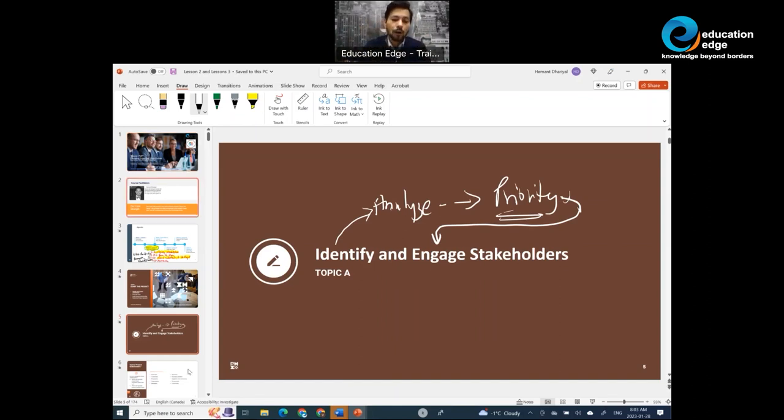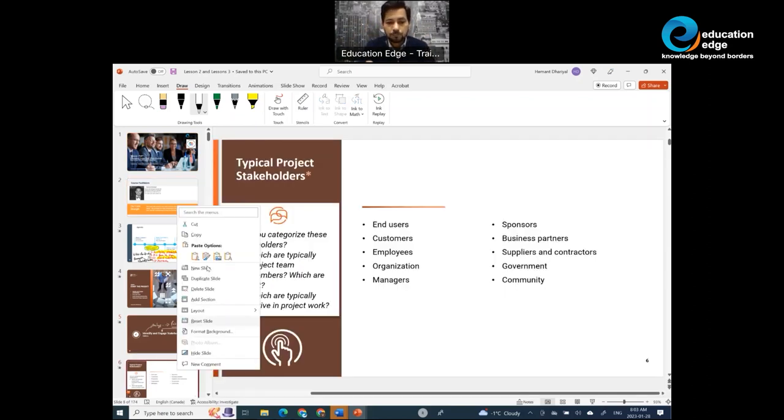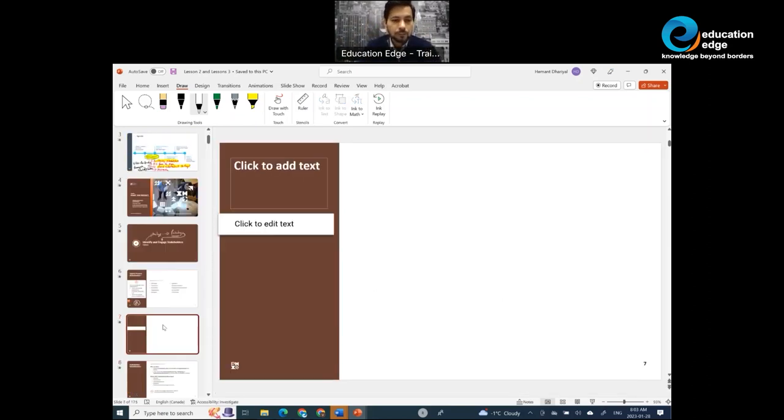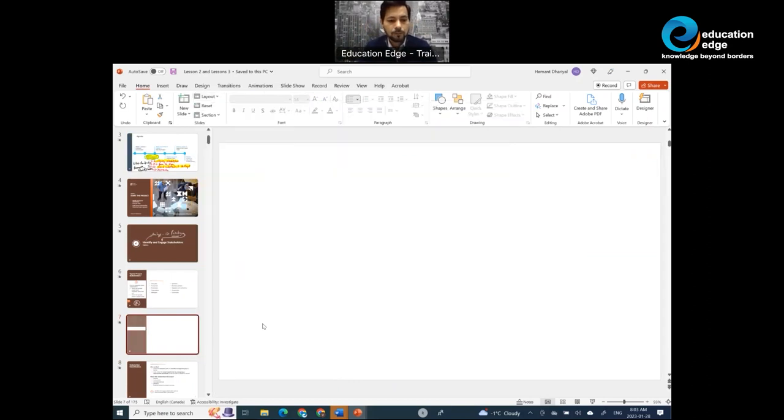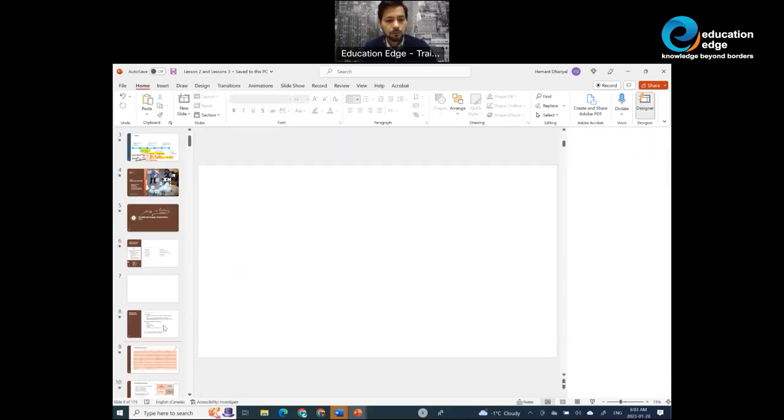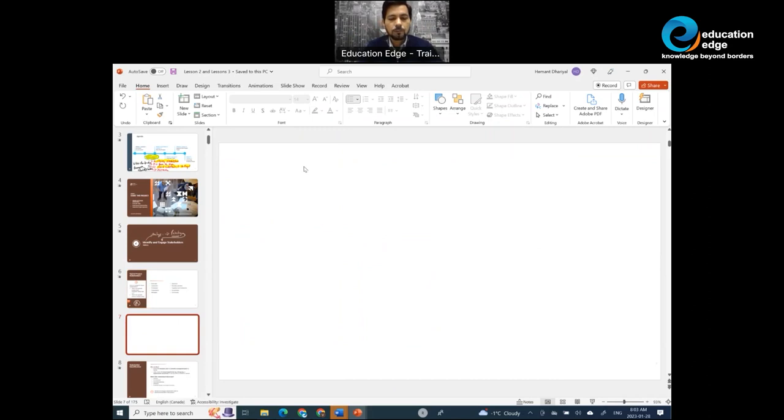Now, who are these stakeholders? Let's define our stakeholders. So let's just go here and change the layout a little bit here to blank, maybe. Here we go. You can just copy this. Now, who are these stakeholders? How do we define these stakeholders?